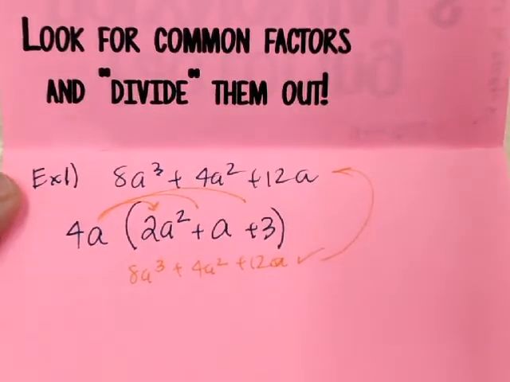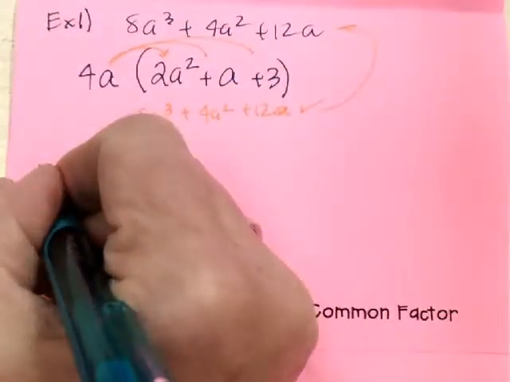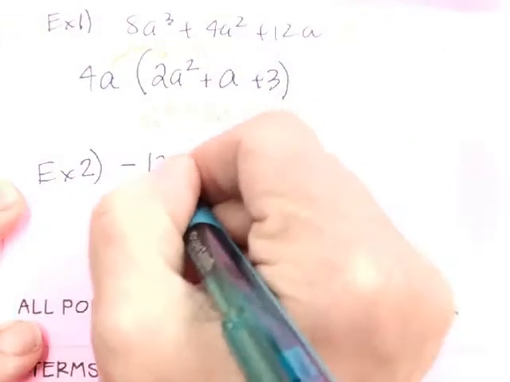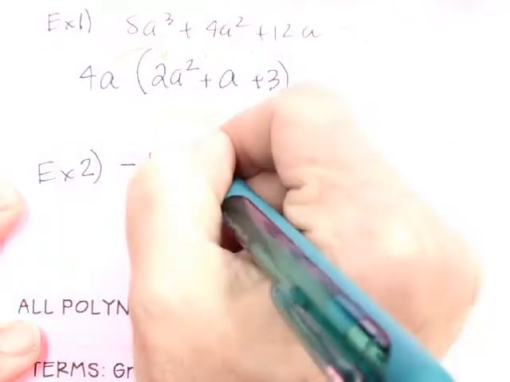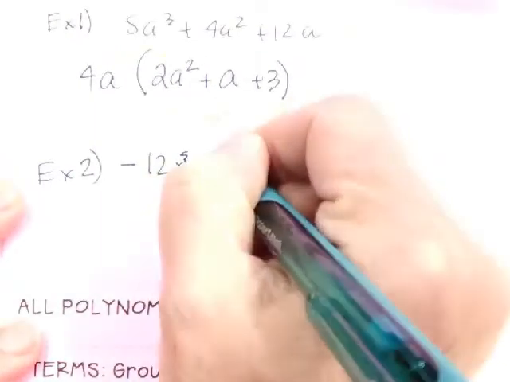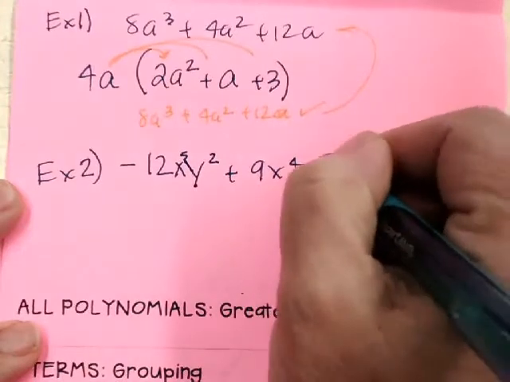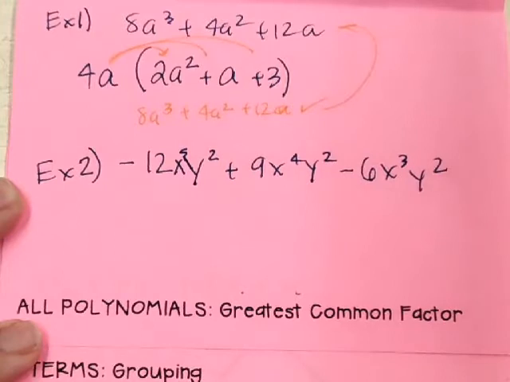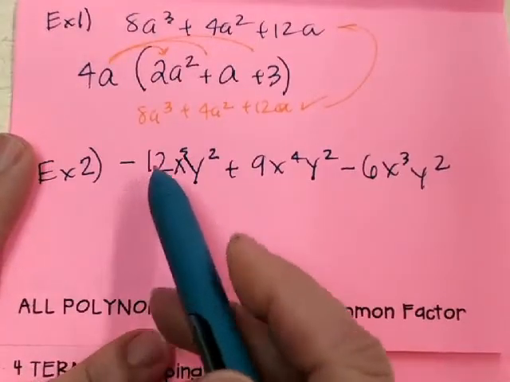Okay, one more example, and that's all I'm doing because greatest common factor is basic stuff for us. Alright, so example 2: negative 12x to the 5th y squared plus 9x to the 4th y to the 2nd minus 6x cubed y squared. I picked this example specifically because my lead term here is negative.